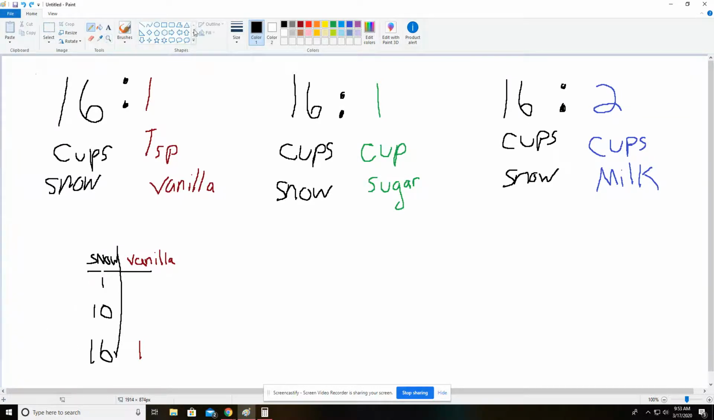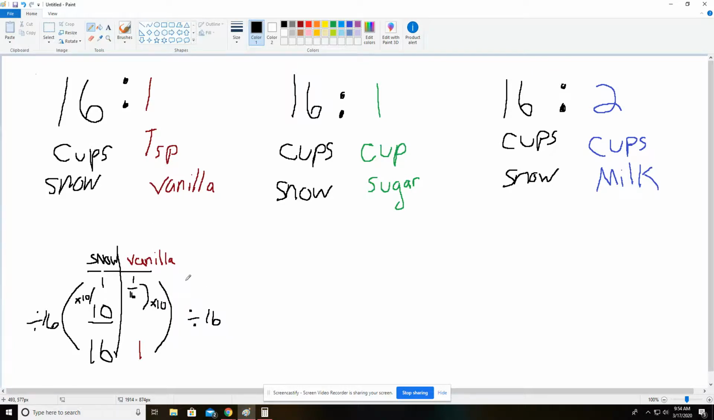If that's 1 teaspoon of vanilla, I'm going to need to go back this way, and I'm going to need to divide by 16, just like I divided by 16 over here. So 1 divided by 16 would give us 1/16 of a tablespoon. If I'm going to go from 1 to 10, I would have to multiply 1 times 10, and that would give me 10. That means I'm going to have to multiply this also by 10.